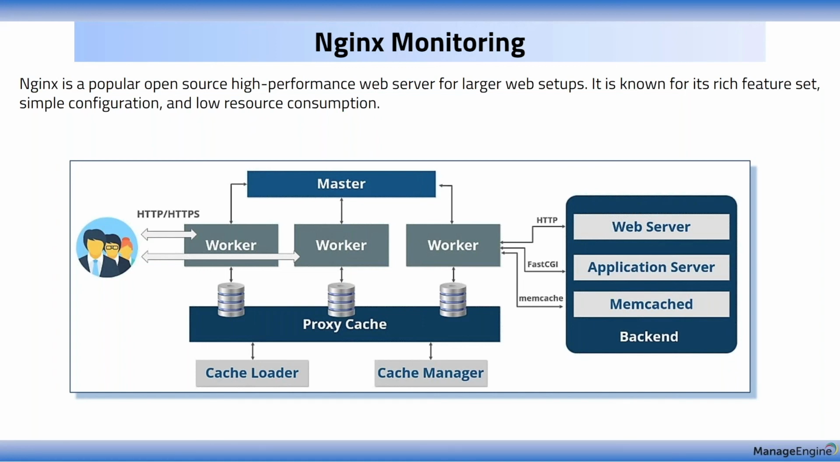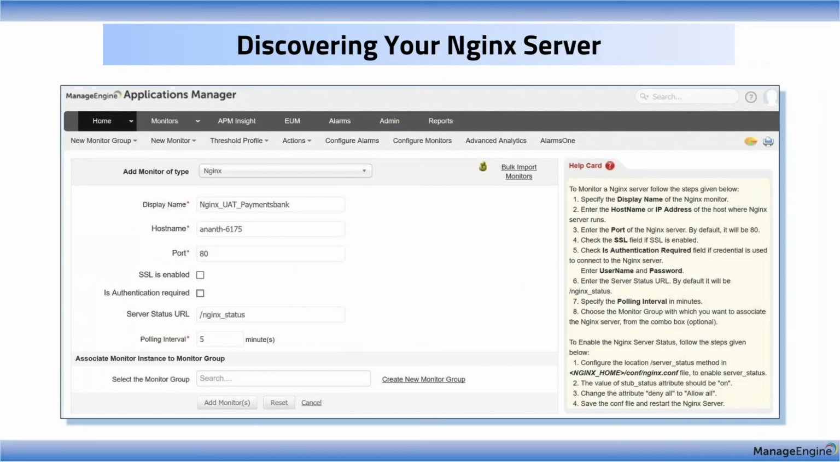The first step towards monitoring is discovering an Nginx server. You can specify the host name, port number, server status information, and can start monitoring your Nginx server. So basically, by monitoring Nginx, you can catch two categories of issues: resource issues within Nginx, and also other issues developing elsewhere in your web infrastructure.